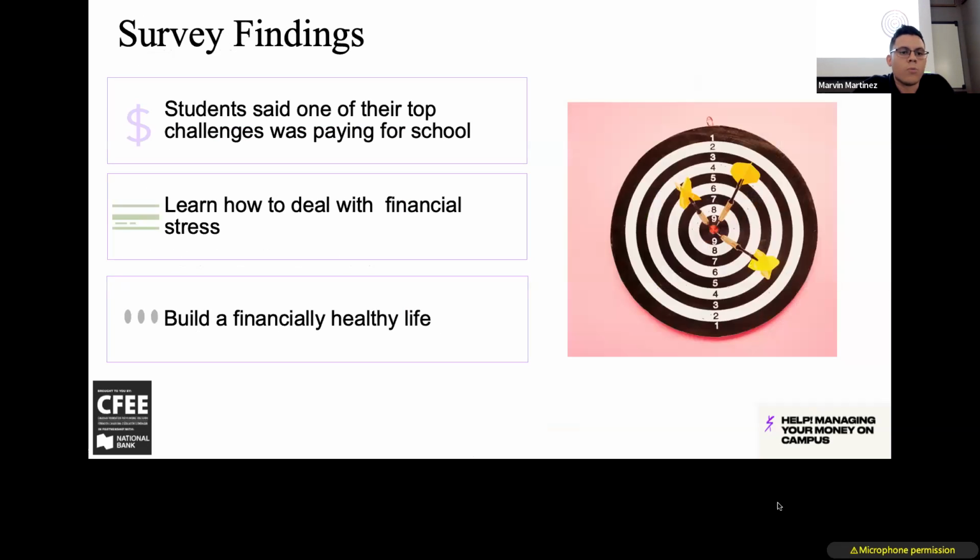Okay, perfect. Like I said, 53% of the students said that they have challenges paying for school. 64% of them said that they want to learn how to deal with financial stress, and 55% of them want to build a financial life and be better at their financial management.